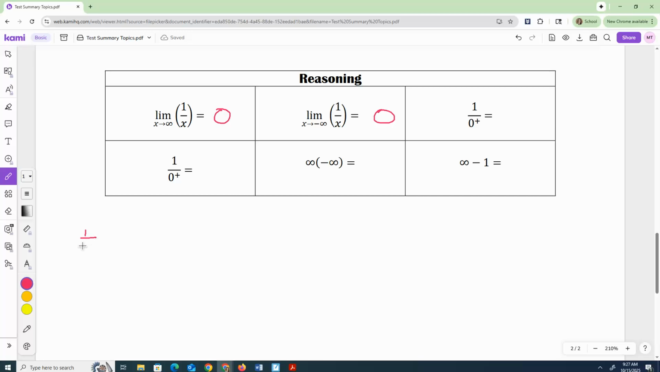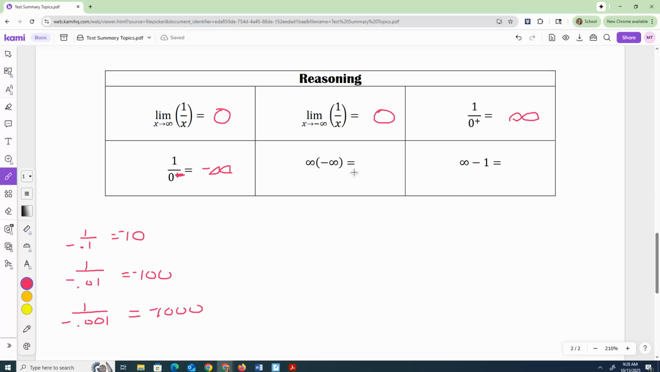If you need to, think about it. 1 over 0.1 will give you 10. 1 over 0.01 is 1 over 1 over 100, so you get 100. 1 divided by 0.001, 1 divided by 1 over 1,000 gives you 1,000. So it's getting bigger and bigger. So that goes to infinity. This is a typo. That should be a negative. 1 over 0 from the left. What happens if you have 1 divided by a smaller and smaller negative number? Negative infinity.